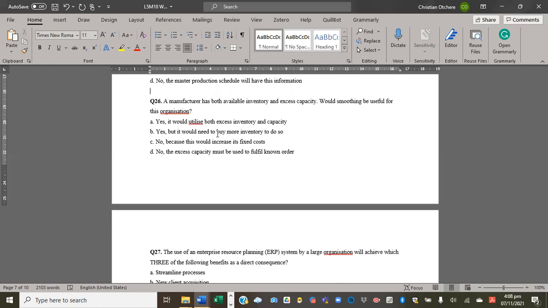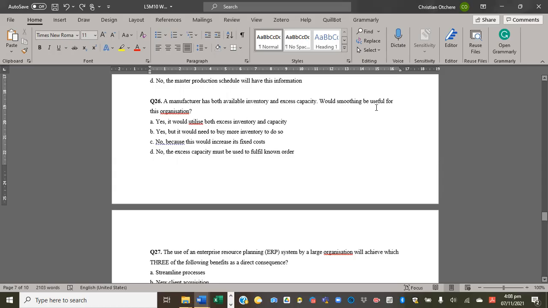And when we talk about smoothing, it's all about leveling, or evening out. So a manufacturer has both available inventory and excess capacity. Would smoothing be useful for this organization? And one may ask, hey, what is smoothing? That was what I just explained. It's all about balancing available inventory and excess capacity.